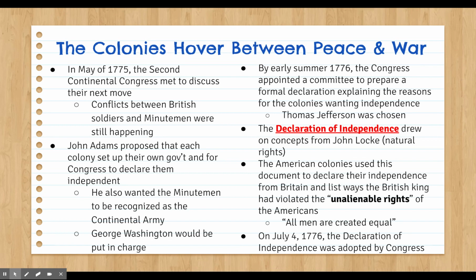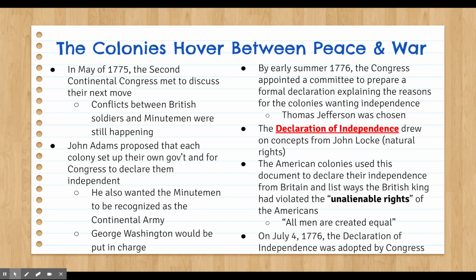By early summer 1776, Congress appointed a committee to prepare a formal declaration explaining the reasons for the colonies wanting independence. Thomas Jefferson would be chosen as the head writer. The Declaration of Independence drew on concepts from Enlightenment thinker John Locke, specifically his ideas on natural rights. The American colonies used this document to declare their independence from Britain and list ways the British king had violated the unalienable rights of the Americans. They also, in this document, declare that all men are created equal.